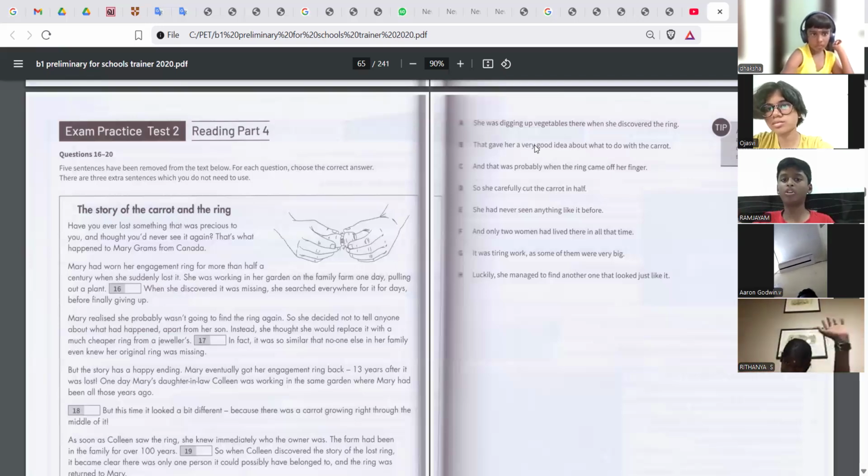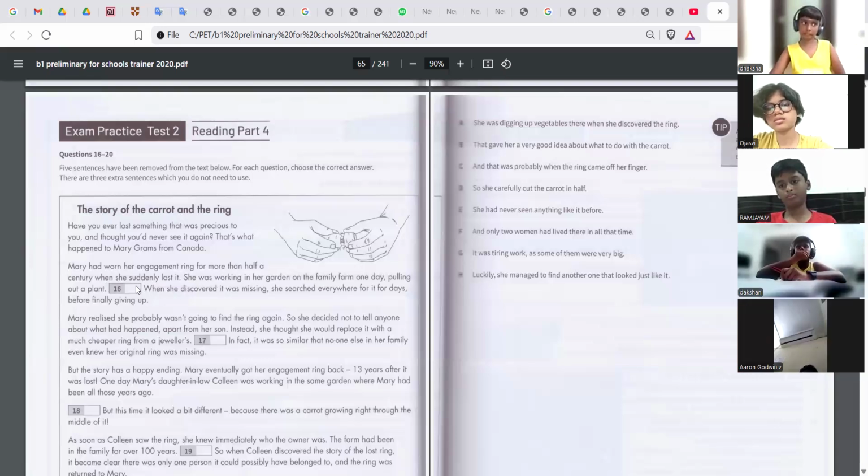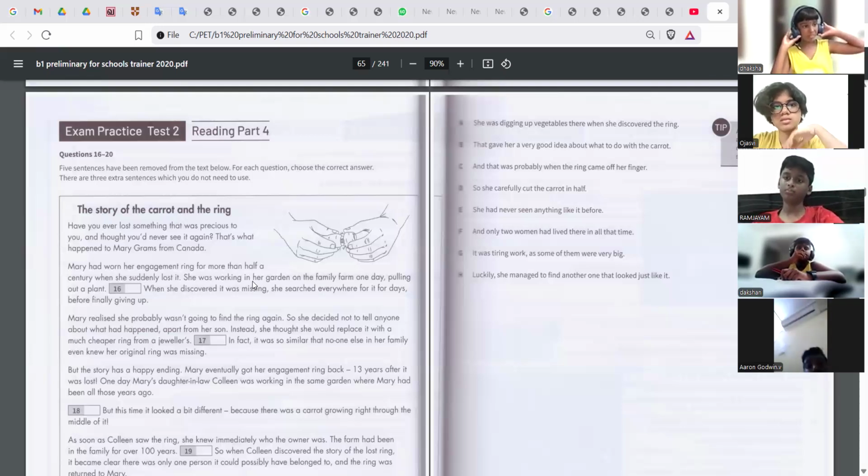Sir, when she was plucking out the plant. Right. Look at that. Everyone look at this. She was working in her garden on the family farm one day, pulling out a plant. That time, probably, she would have lost it, when she was working in the garden. Well, when she was working in the garden is correct. Pulling out a plant is correct. Superb. Keep going, Ojashvi. Yes, sir.